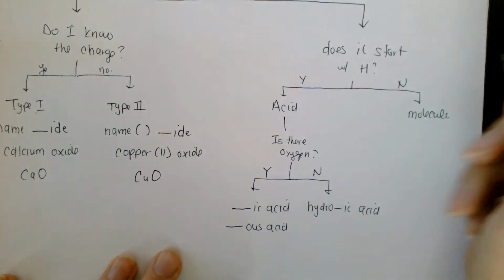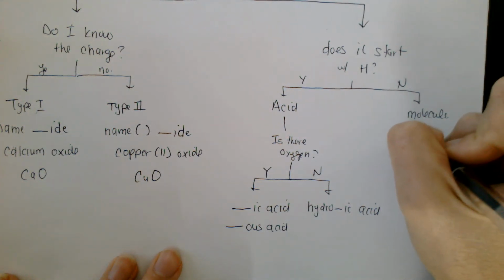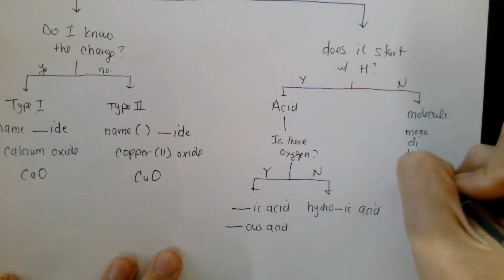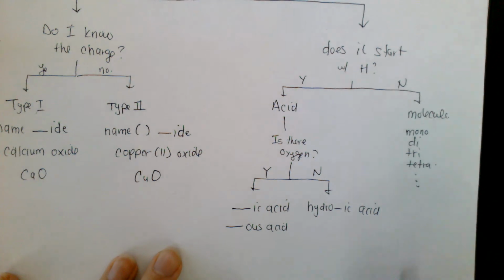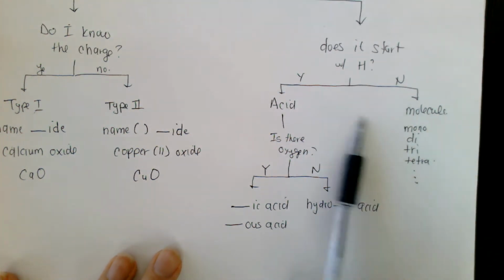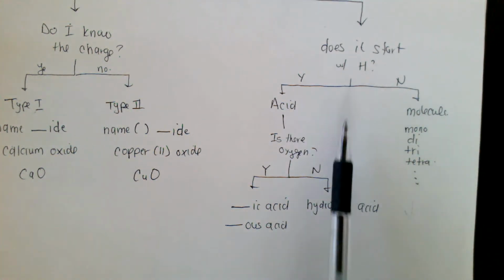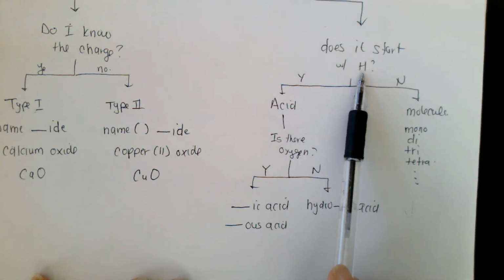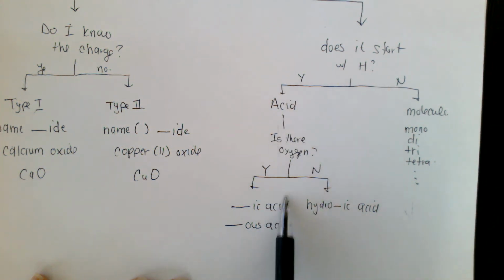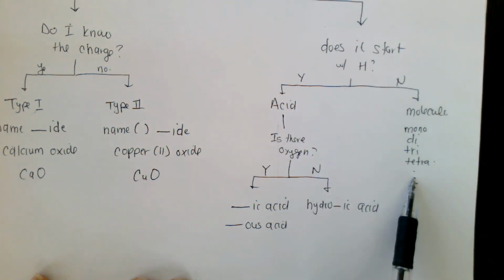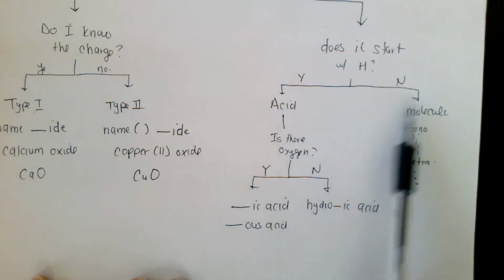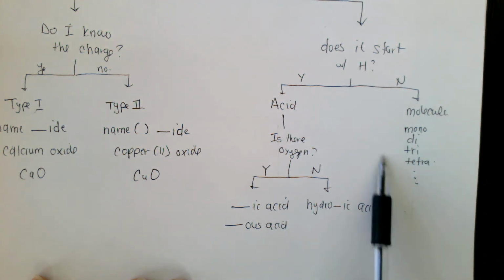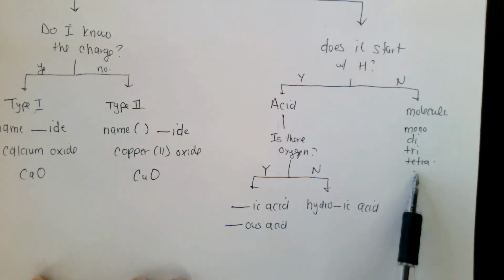If it's a molecule, then you're going to use your mono, di, tri, tetra, and so on. If you have a molecule, it's probably not going to have hydrogen. It can have hydrogen, but it's not going to start with hydrogen. We start formulas with hydrogen if they are acids. So a molecule, if it's not an acid, will not start with hydrogen. Then you're looking at your molecules and you're going to use your prefixes.